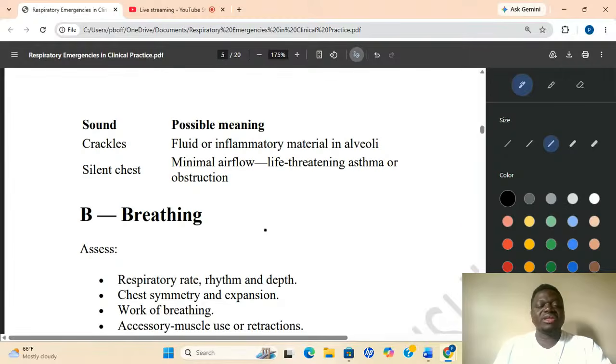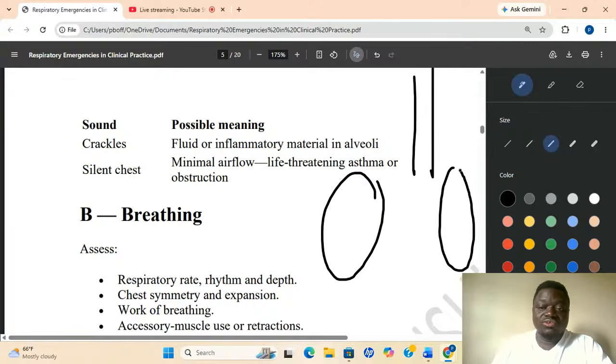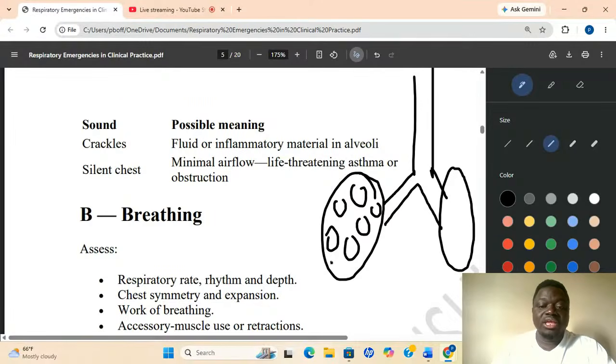Okay, then we have crackles. You can't hear crackles in the airway. You hear crackles in the lungs. So those of you who say, I'm hearing a lot of crackles in the airway, it is wrong English. You hear crackles. Crackle is a problem of the alveoli, where there is a lot of fluid accumulation.